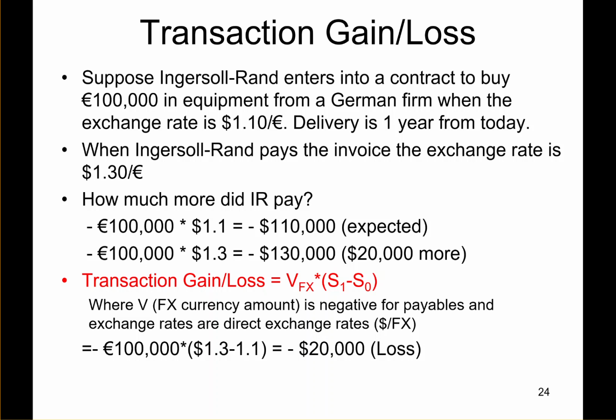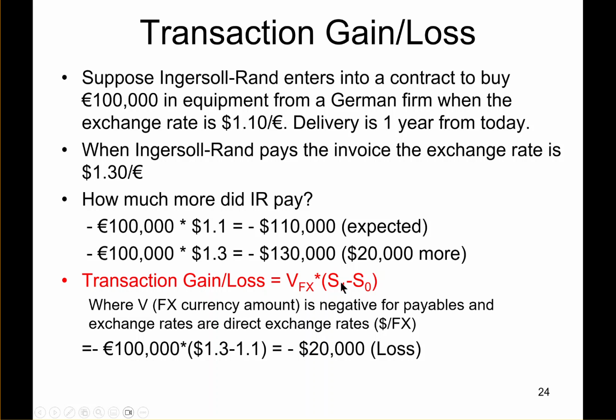So suppose, as an example, Ingersoll Rand, a U.S. corporation, enters into a contract to buy 100,000 euros worth of equipment from a German firm when the exchange rate is $1.10 today, but delivery is 1 year from today. However, when they go to pay the invoice, the exchange rate is now $1.30.